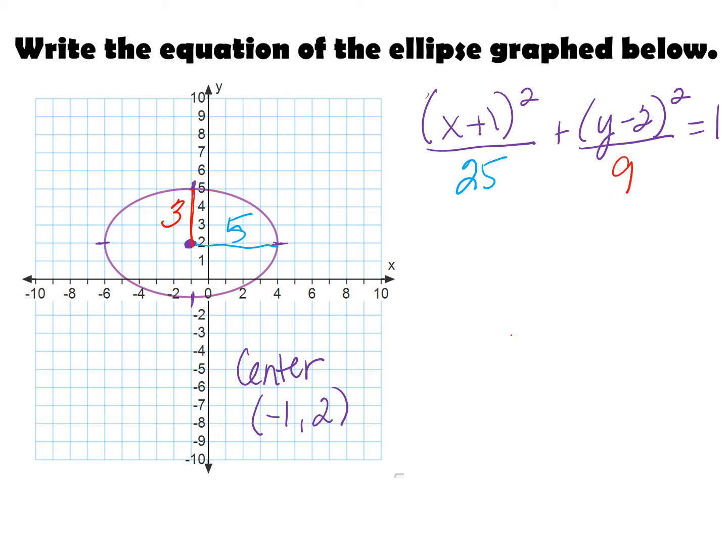So by looking at that picture, calculating what the center is, and then identifying the major and minor axis and looking at their length, that helps me to figure out what a squared and b squared are. Again, a squared is going to be 25 because a squared is always bigger than b squared.